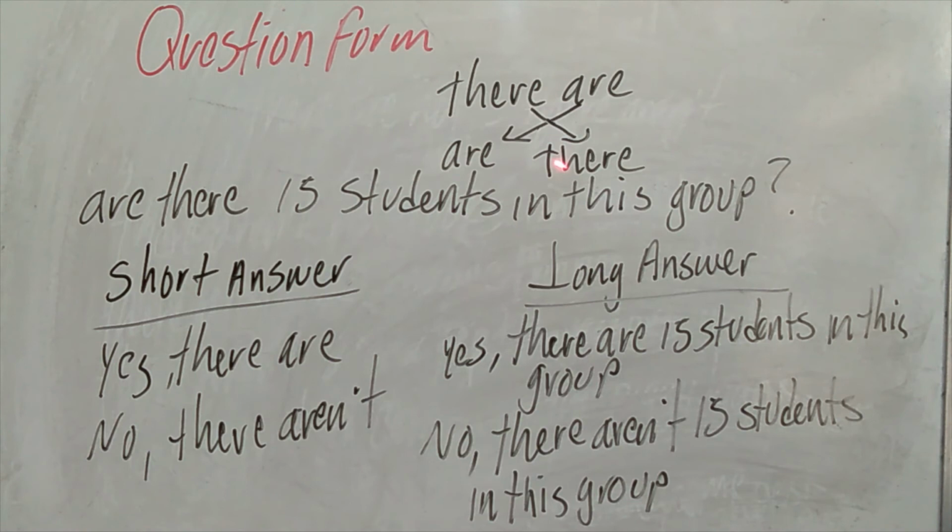Y lo mismo que hicimos, pues vamos a tener dos tipos de respuesta. La respuesta corta que tenemos aquí y la respuesta larga que tenemos acá, ¿no? Entonces decimos, are there 15 students in this group? ¿Hay 15 alumnos en el grupo? Sí hay, no hay. ¿Sale? Solamente vamos a contestar de esa manera a esta pregunta, una respuesta corta. O si quieres hacer la respuesta larga, pues vamos a poner, yes, there are 15 students in this group. Sí, hay 15 alumnos en el grupo. O no, there aren't 15 students in this group. No, no hay 15 alumnos en el grupo. ¿Sale? ¿Qué te parece? Fácil, ¿no?